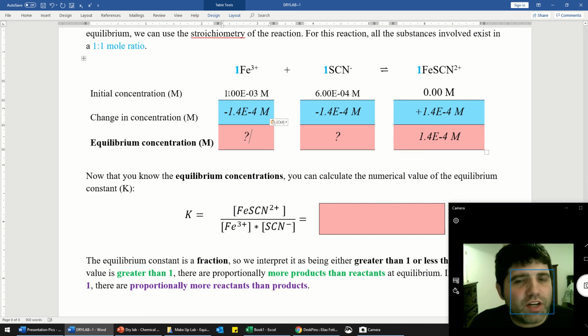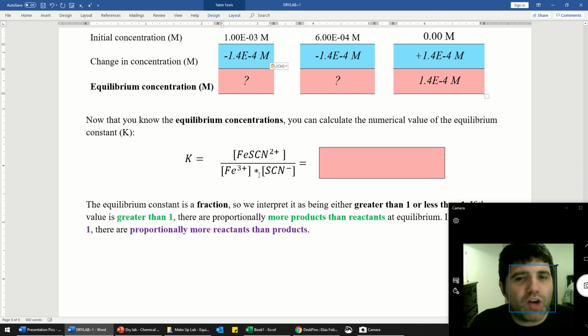And what you're going to do here is just simple subtraction. So you're going to start with this number. The sign is going to tell you to subtract this number. So it's going to be 1 times 10 to the minus third minus 1.4 times 10 to the minus 4. You'll get your number right there. You repeat for this one, and then we've already got this one. Then, once you've got that bottom row, you can plug and chug. You can plug in the concentration of the product and the reactants and get a value for K.